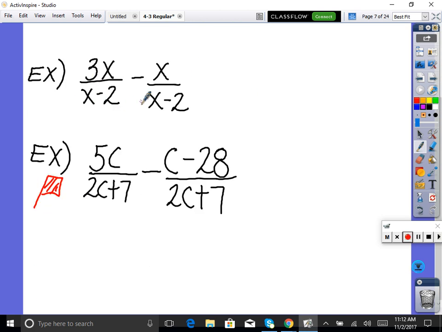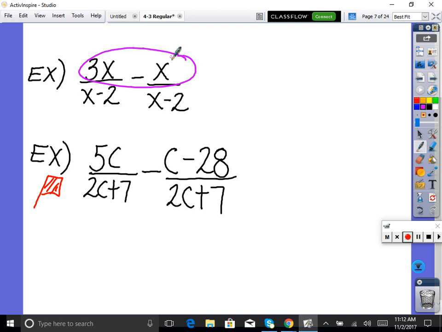3x over x minus 2 minus x over x minus 2. As you're writing that down, once again, what should be going through your head is, with addition and subtraction, I need a least common denominator. This one already has a least common denominator. What's the point? Well, we don't want two different fractions. We would rather have one. So we can now combine our numerators.